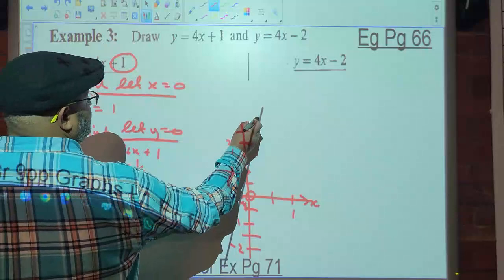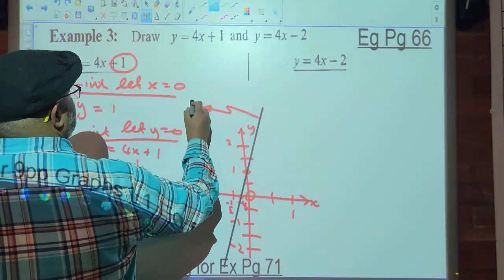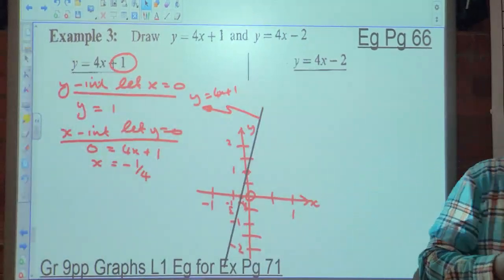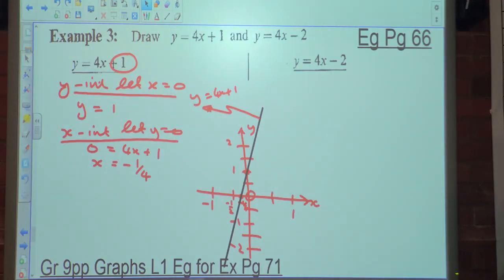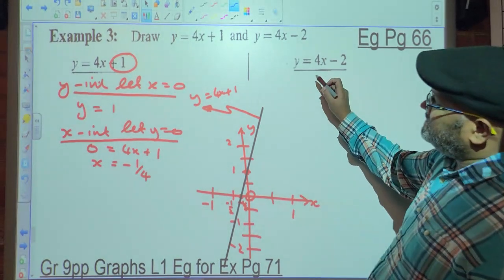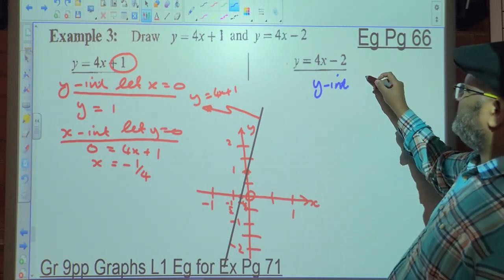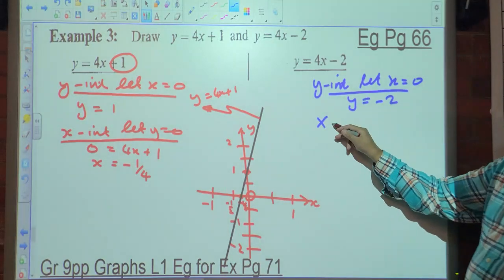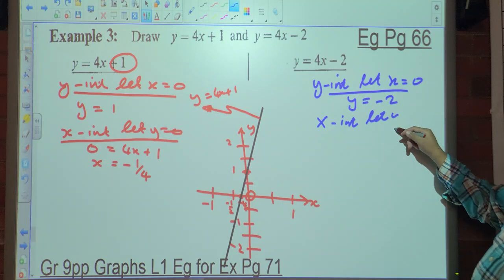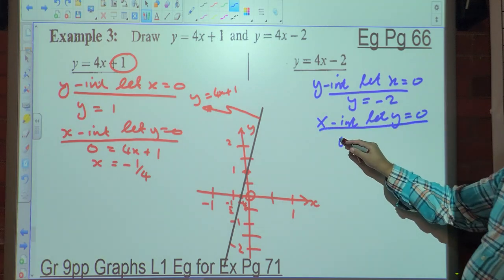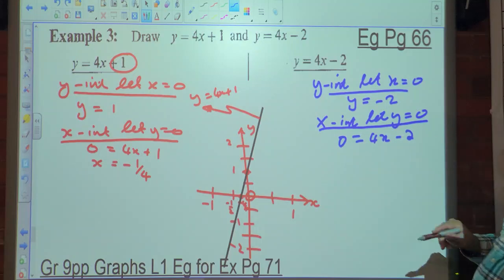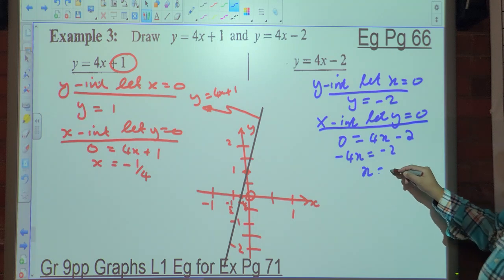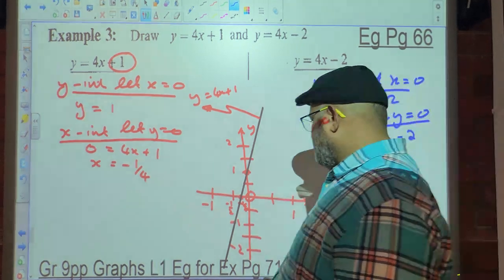And this is y is equal to 4x minus 2. Also note that if we're drawing more than one graph on the system of axes, we always label the graphs as well. Okay. So here, your y-intercept, what do you do for y-intercept? We let x equal to 0. So y is equal to negative 2. Then we got x-intercept. What do you do for x-intercept? Let y equal to 0. 0 is equal to 4x minus 2. We get over the equal sign, becomes minus 4x is equal to minus 2. So x is half.